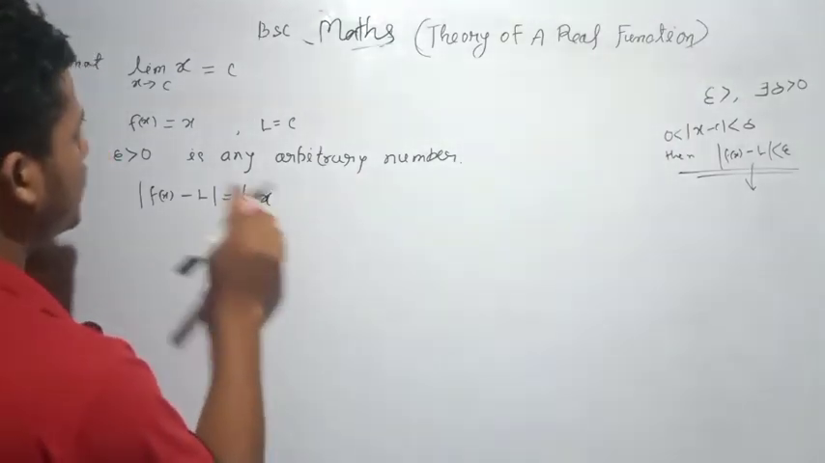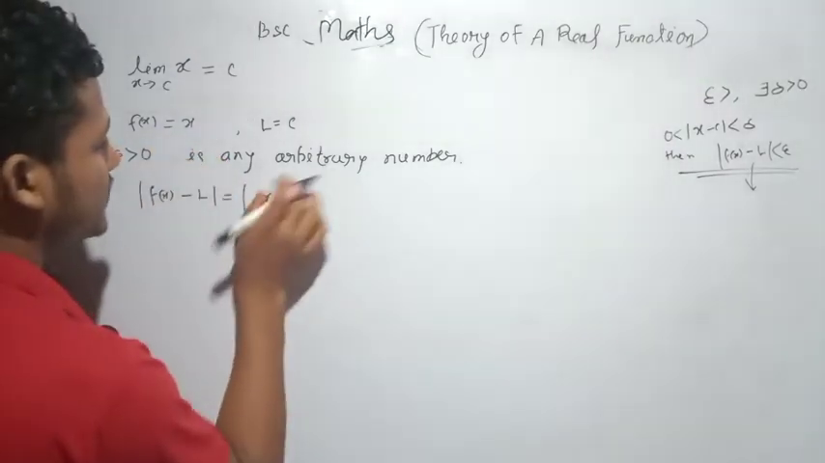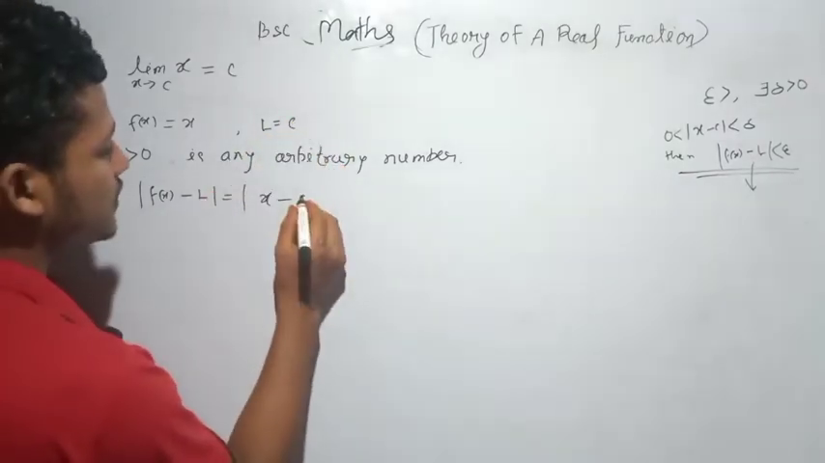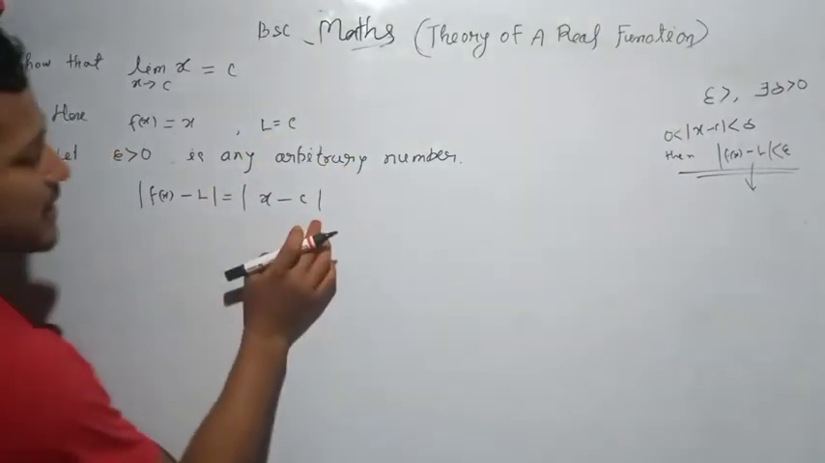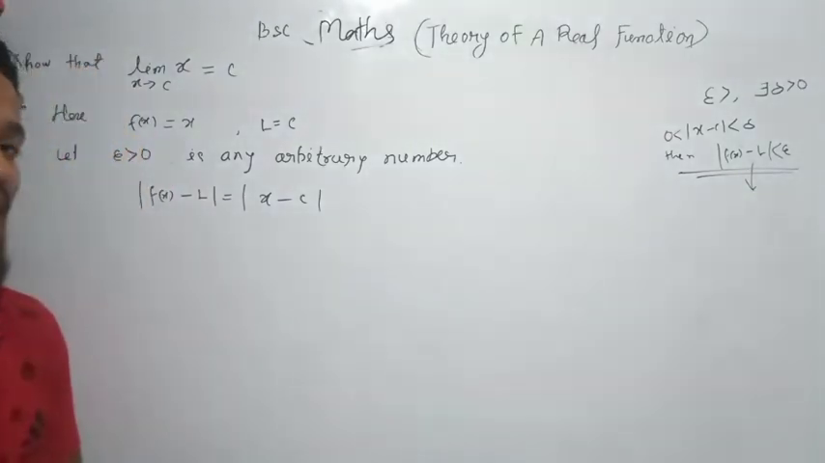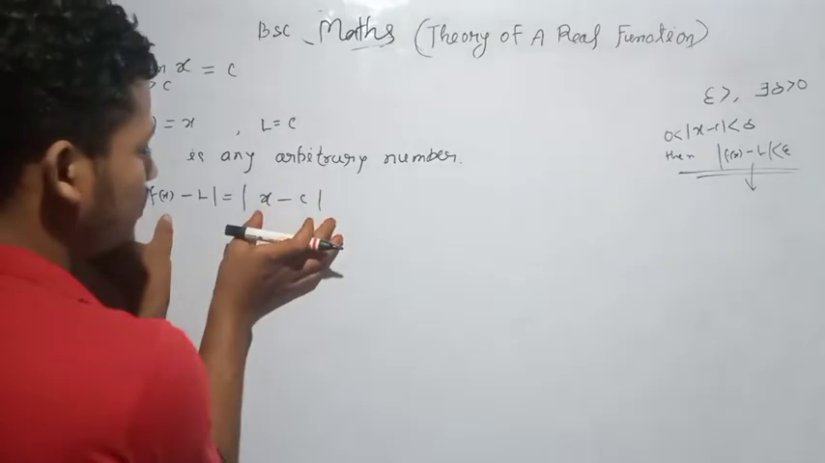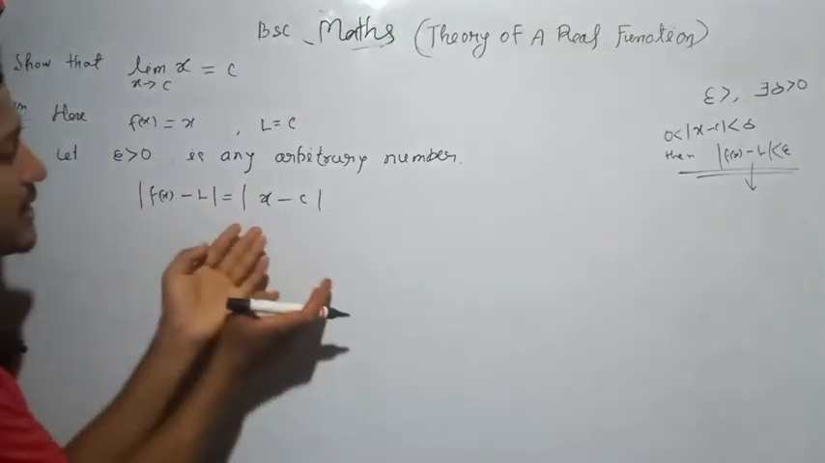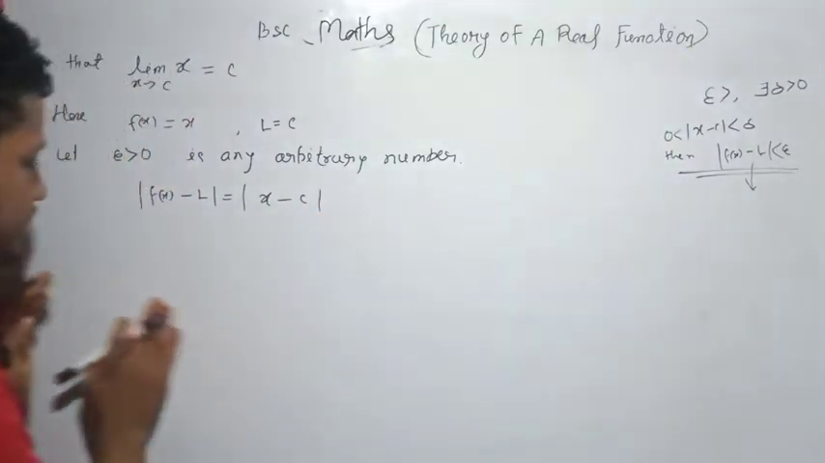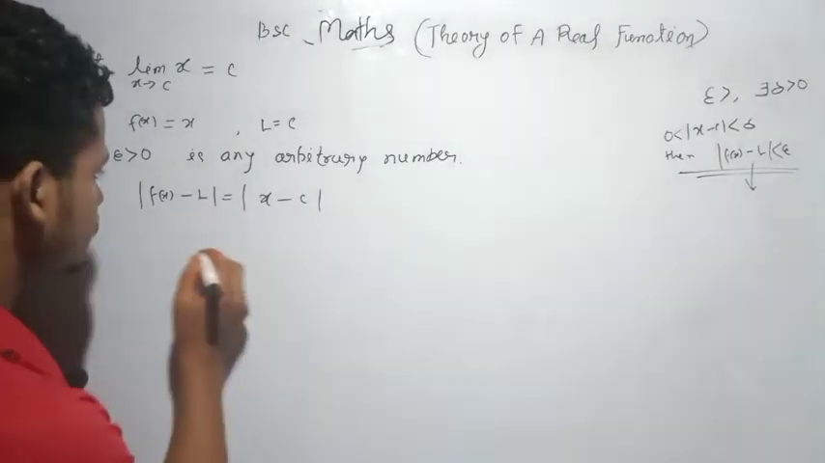f of x is equal to x, and L is equal to c. Modulus of x minus c. This is the value of modulus of f of x minus L, which is equal to modulus of x minus c.